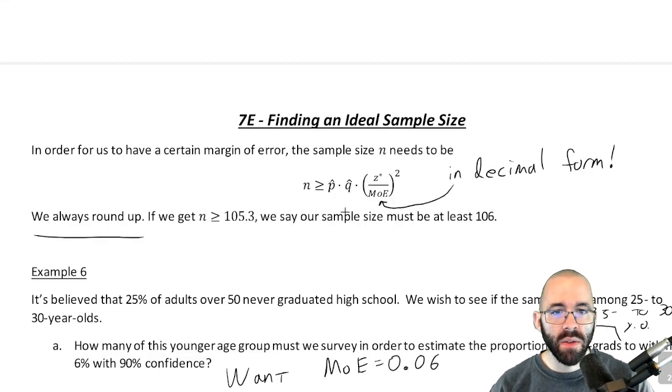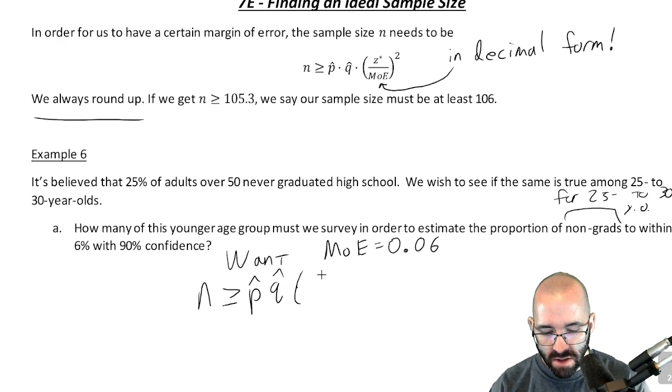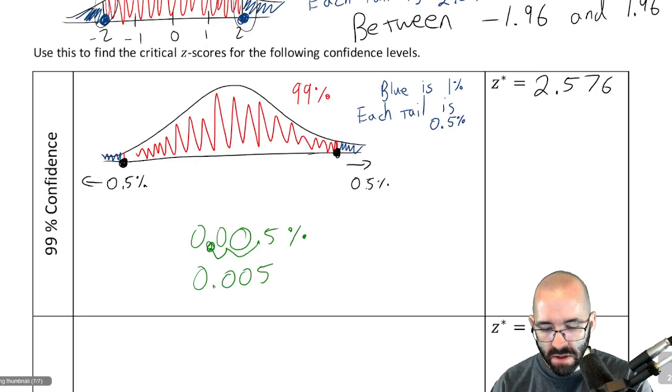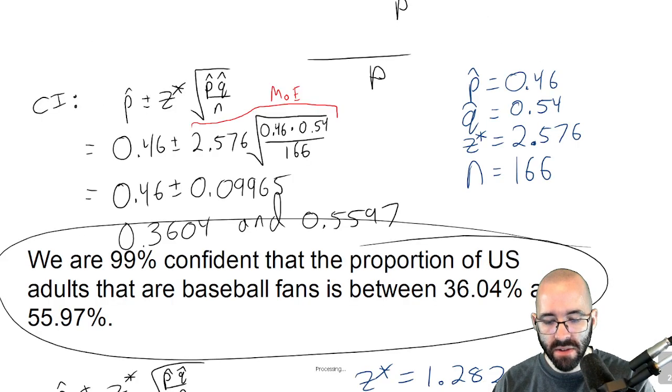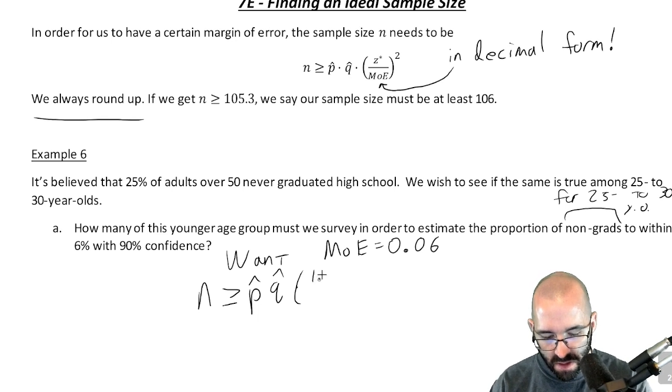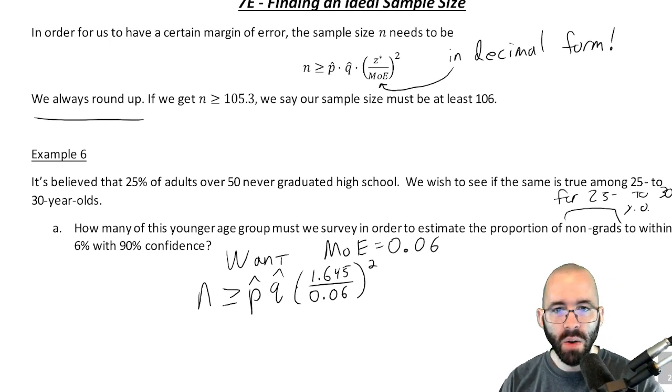Well, now this is great. Well, we just look at this. N should be at least p hat q hat times z star. What's our z star for a 90% confidence level? 1.645. All divided by the margin of error, which we said was 0.06. And we square that.